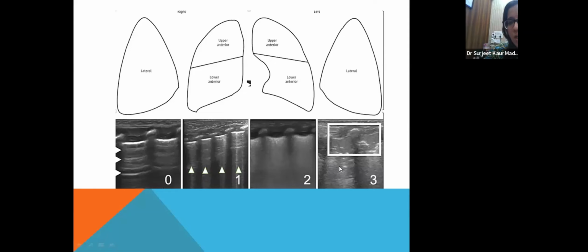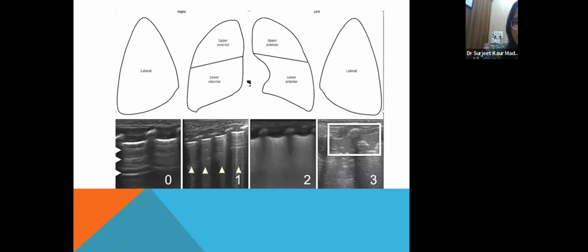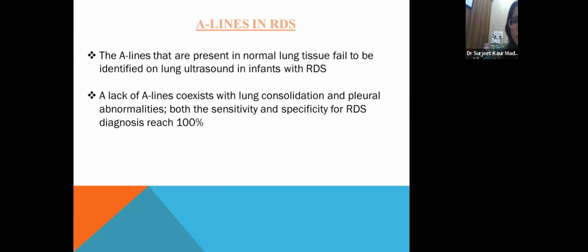Sometimes you might have pleural effusion also in your lung ultrasound in RDS. So these are the main features which you can see in RDS in lung ultrasound.